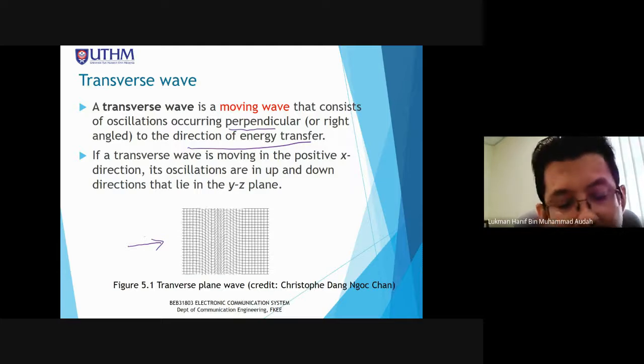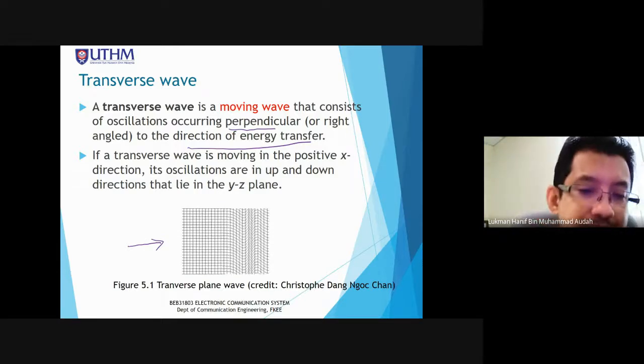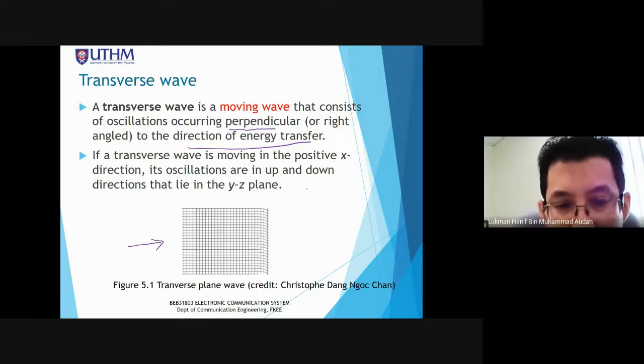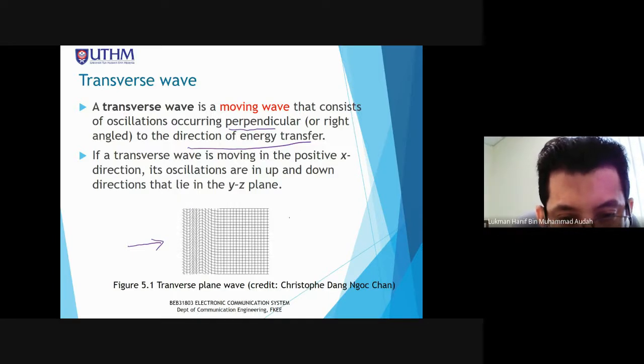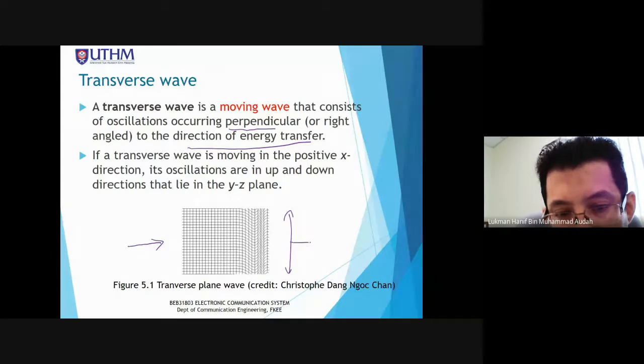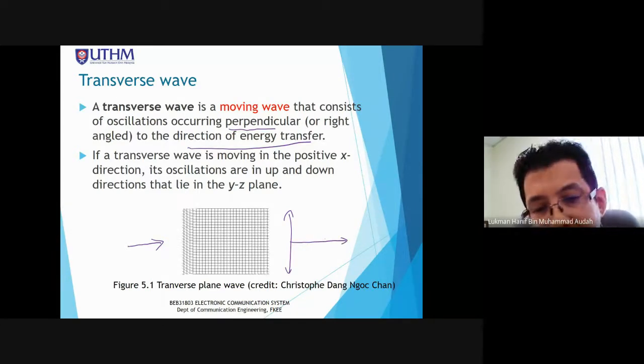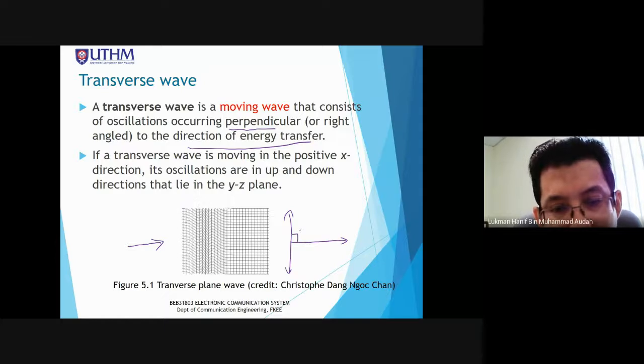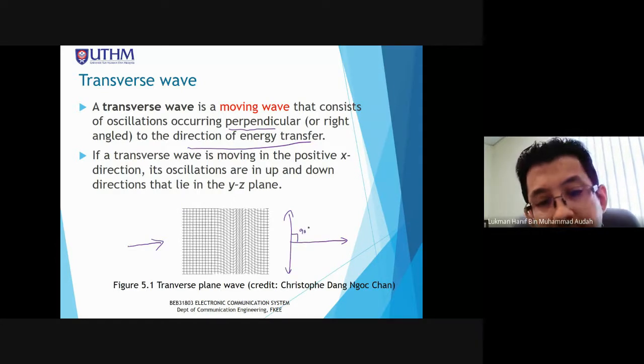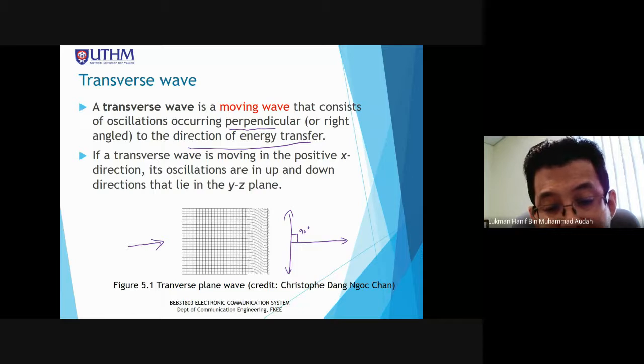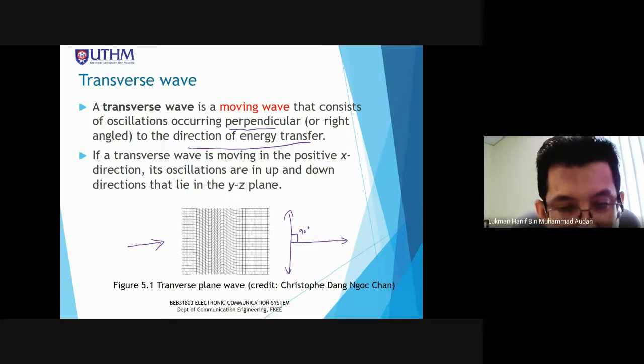Can someone respond? Can you see this animation? Nampak, Doktor. Kalau kamu lihat dia oscillate atas dan bawah dan dia bergerak ke arah kanan. And the angle is 90 degree. Jenis-jenis gelombang seperti ini yang dipanggil sebagai transverse wave. Okay.